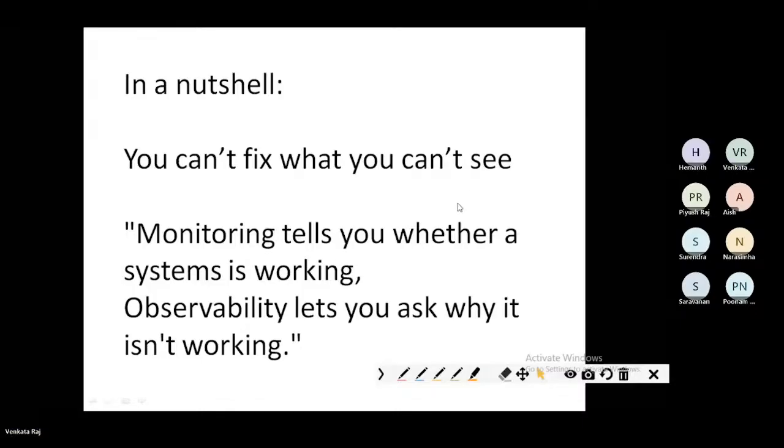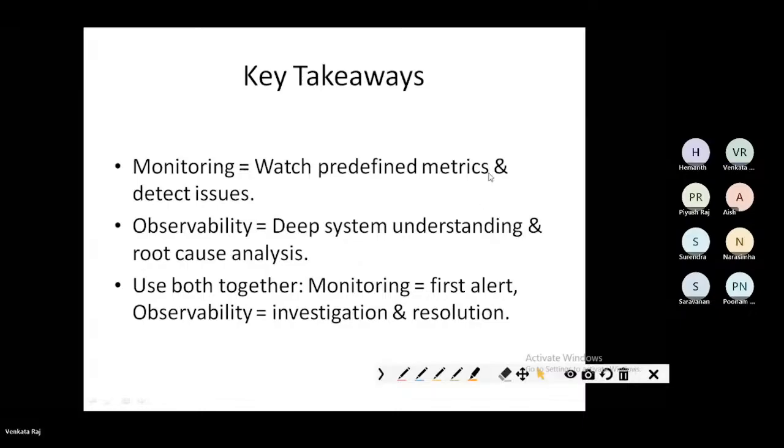So guys, key takeaways, right? Monitoring means you check the metrics, whatever has been predefined. You get the alerts based on your predefined configuration. So you'll watch the predefined metrics and then detect the issues, but you are not going to find out the root cause.